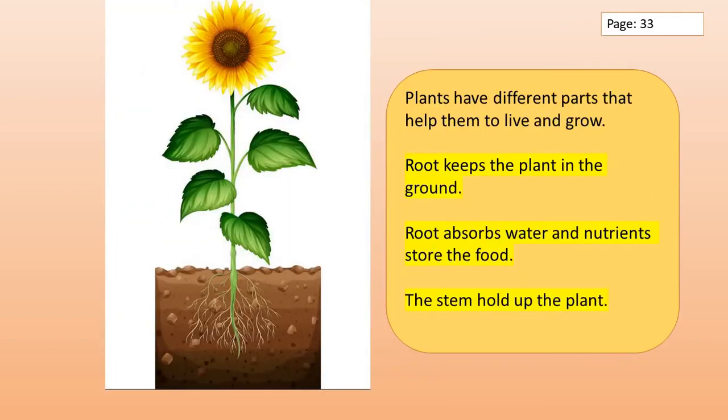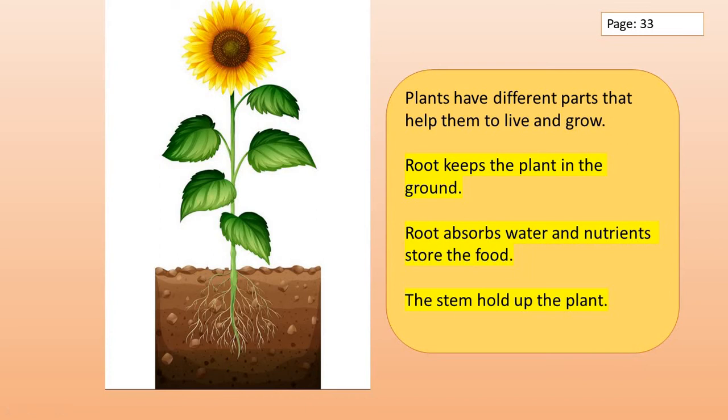Interesting. Let's see the next page, grade 1. Page number 33. Let's learn more about the functions of plant parts. Plants have different parts that help them to live and grow. Let's see the function of the root. Root keeps the plant in the ground. Again, like this, you can see the roots here. Root keeps the plant in the ground.